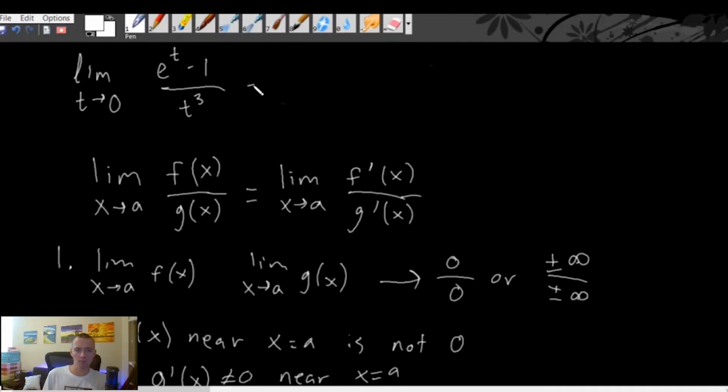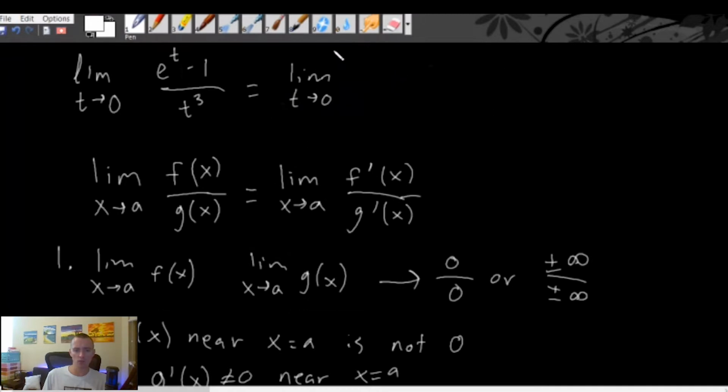To do that, this limit is going to be equal to the limit as t also goes to 0. This is always going to remain the same. As t goes to 0 is going to be the same. Whatever your variable is approaching is going to remain the same.